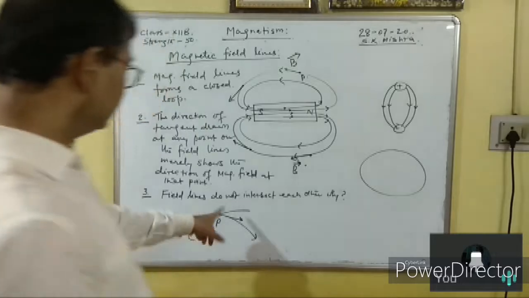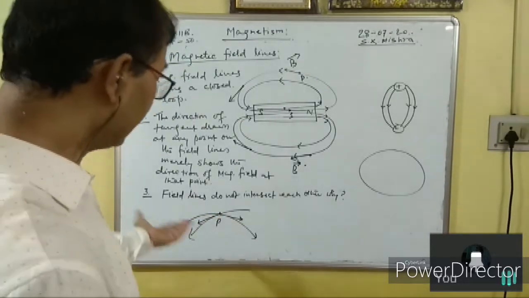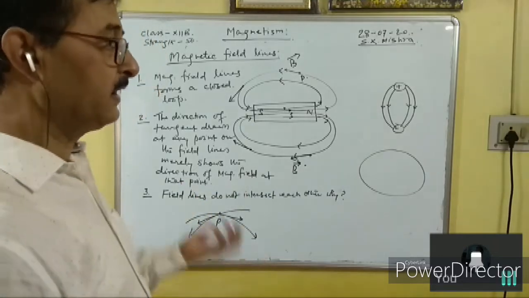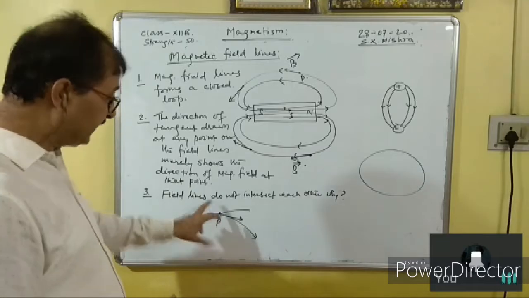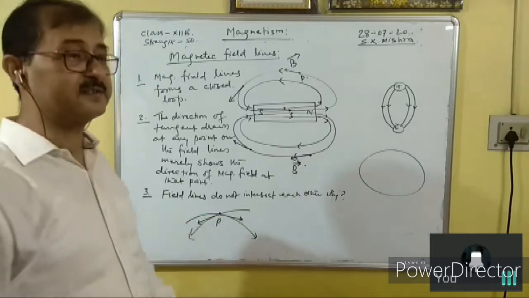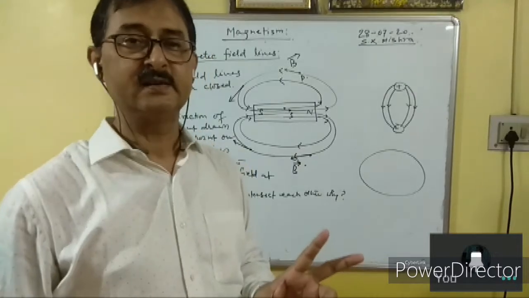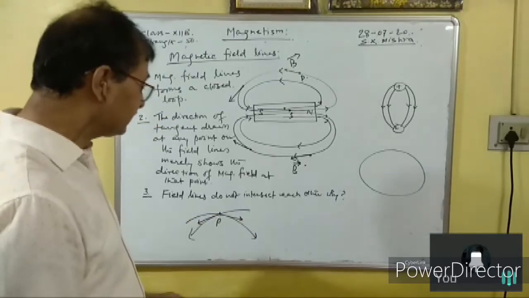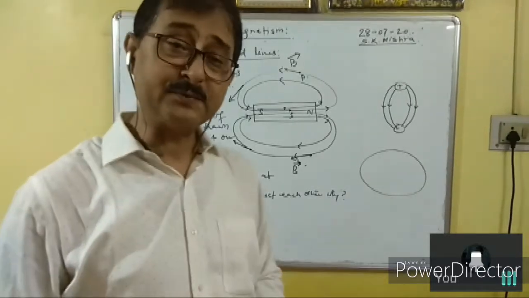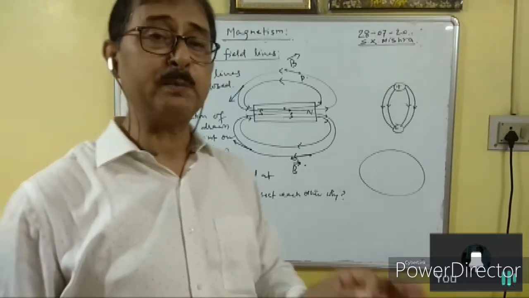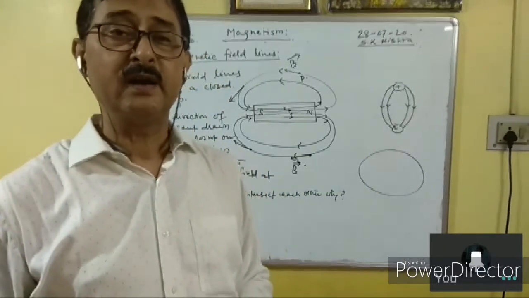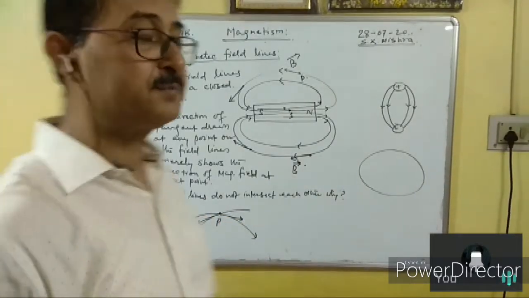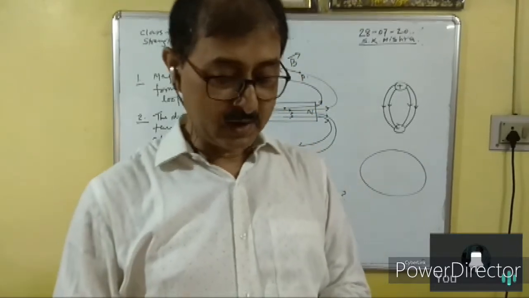If they intersect, suppose you have a field line along this direction, another one along this direction, and they are intersecting at this point P. If you draw the tangent along this curve, it will go like this, and if you draw the tangent on this curve, it will go like this. So at a single point, the magnetic field will have 2 directions, whereas magnetic field and electric field at a given point have a unique direction, and that's why magnetic field lines will never intersect each other.